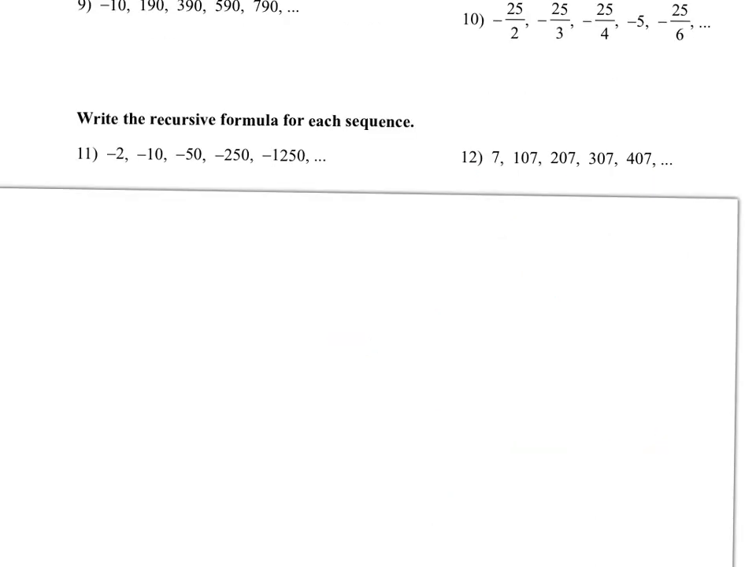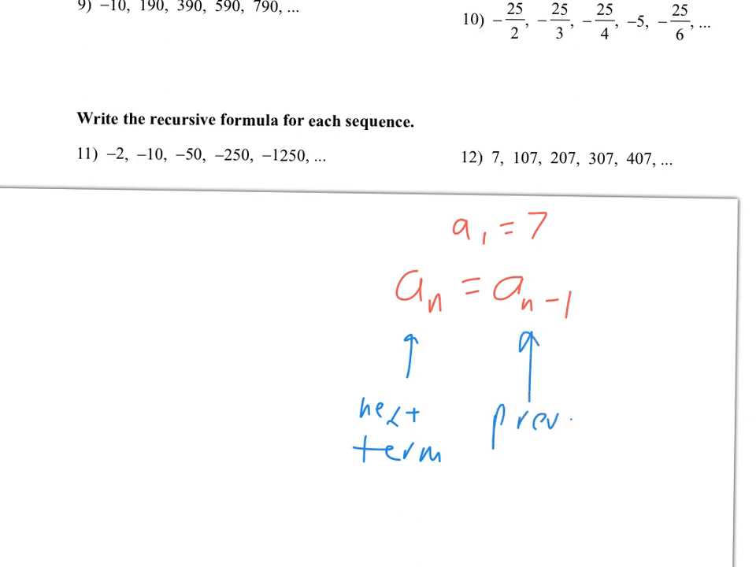All right, next up here, we're going to write the recursive formula for each sequence. So recursive formula, remember, first of all, we need to say what a sub 1 is. That's actually the easy part. So for a sub 1, I'm going to say it's 7. And then the next part, I'm going to just say a sub n equals a sub n minus 1. So remember that what this means is that the next term is always defined as this one, the previous term.